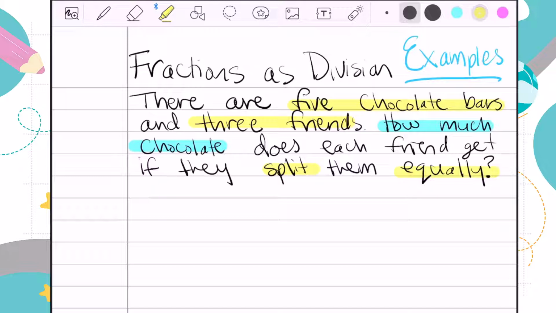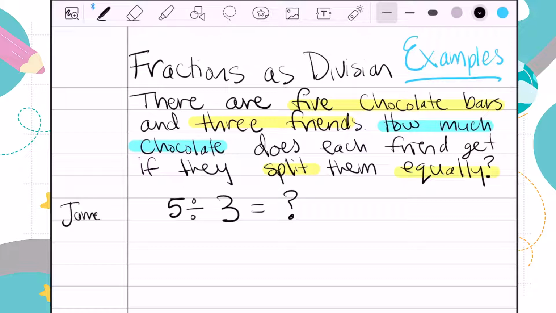Let's draw a picture to represent what's happening here. So I know that this could be represented as 5 divided by 3 or 5/3. But let's see how it equals 5/3. So I'm going to draw 5 candy bars. I'm going to do it pretty quickly. I want them all to be about the same size. And then we're going to split them up between our friends James, Maxine, and Xavier.